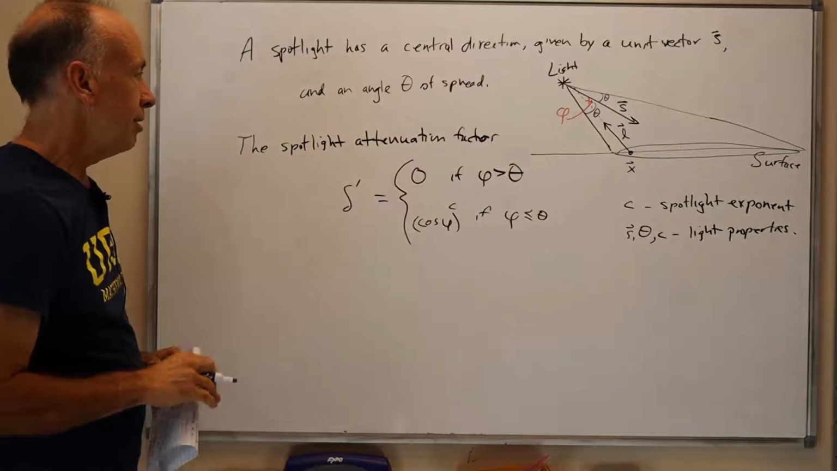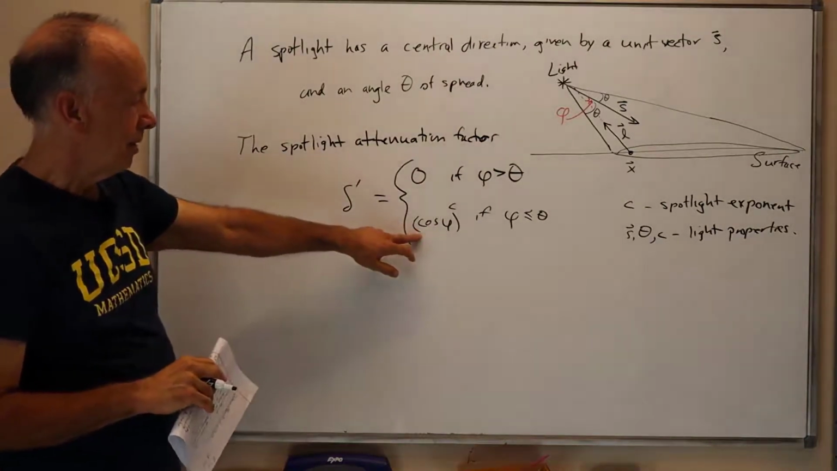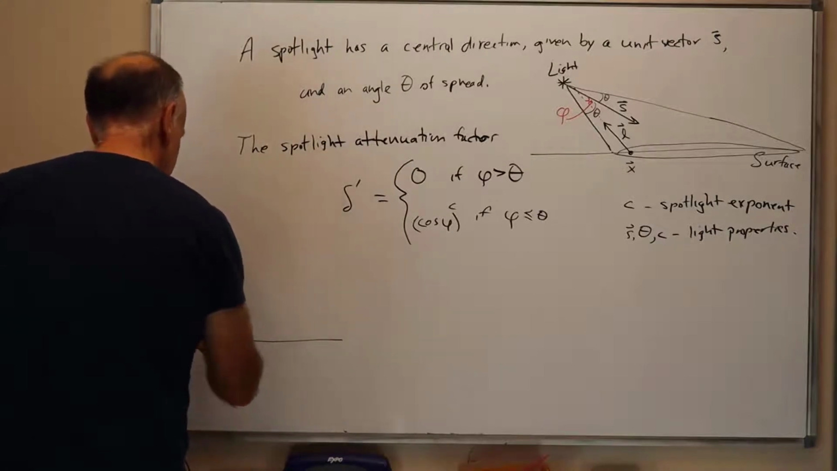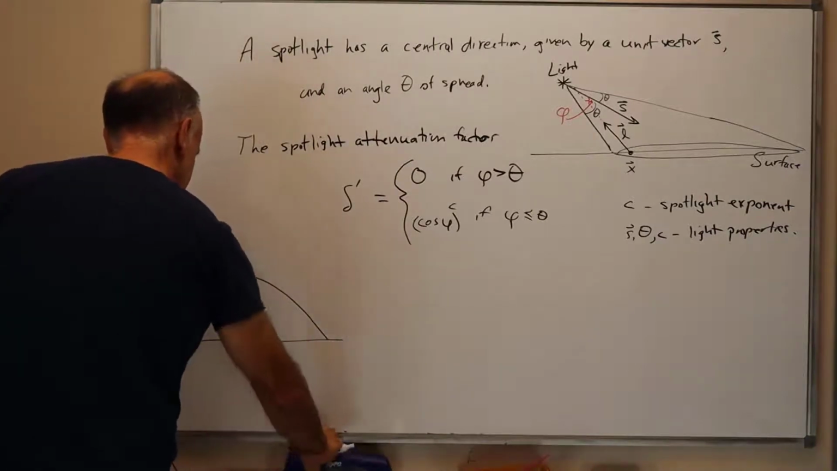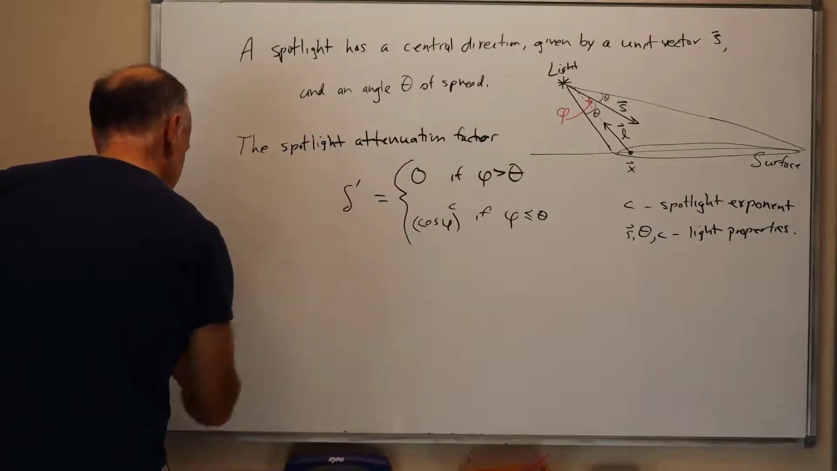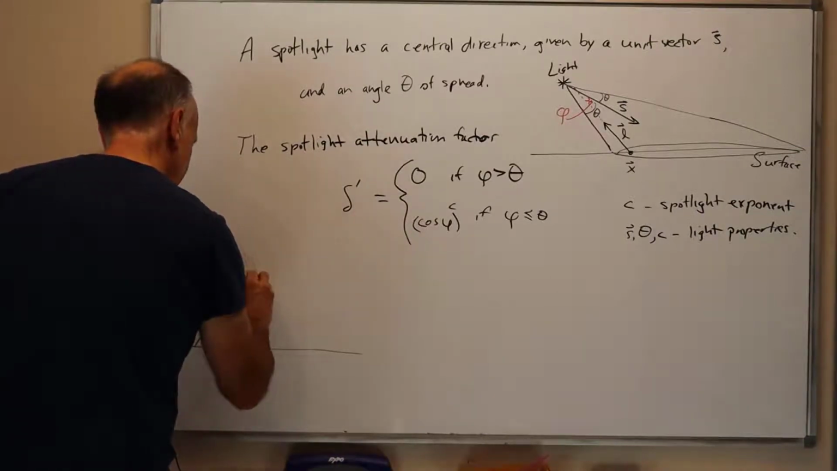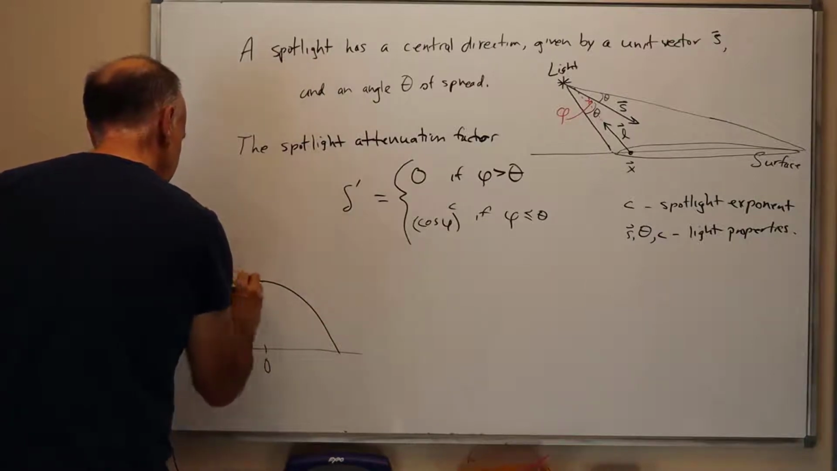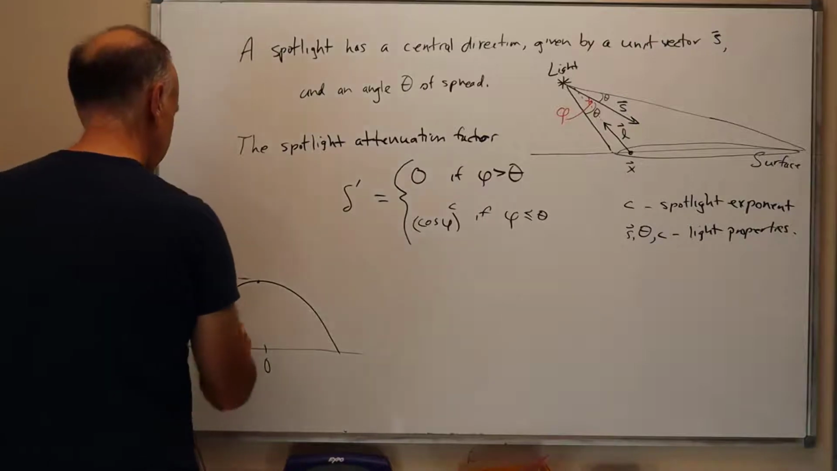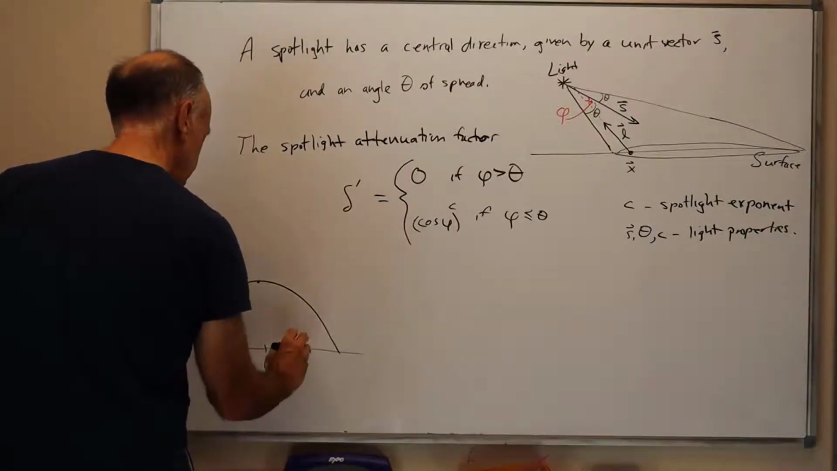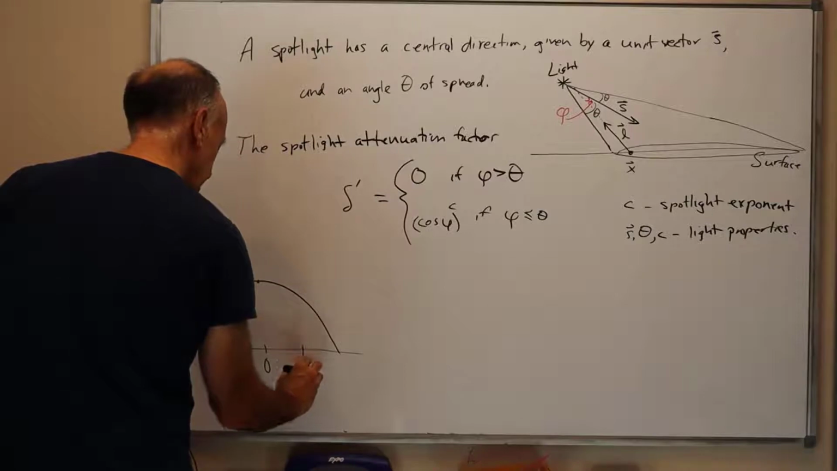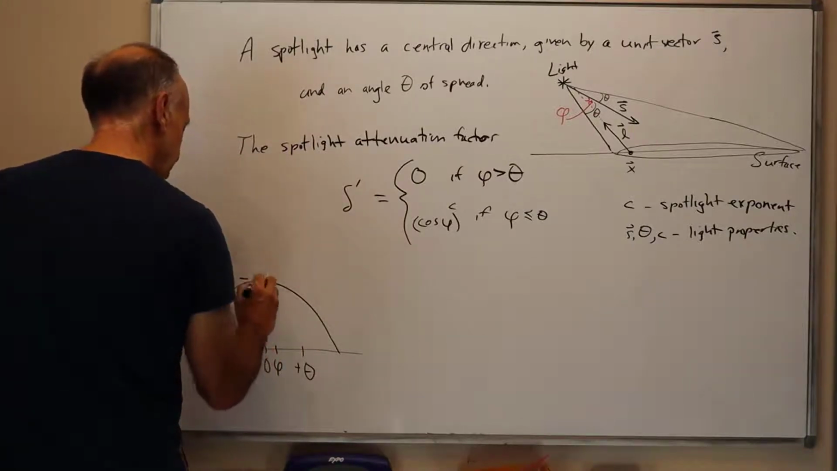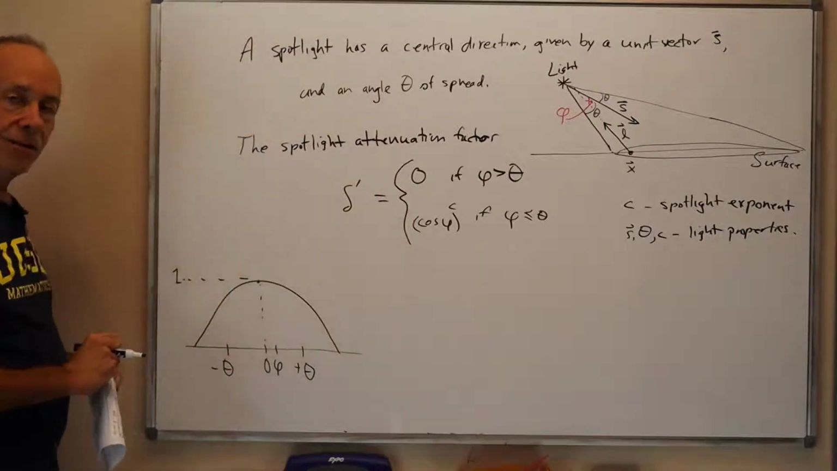Okay. So let's understand what this cosine of phi to the C thing looks like. If I graph the cosine function, it looks something like this, of course. Here's the middle 0. Here's height 1. And theta controls the width of the spotlight. If phi is between minus theta and plus theta, then we're within the cone of light.